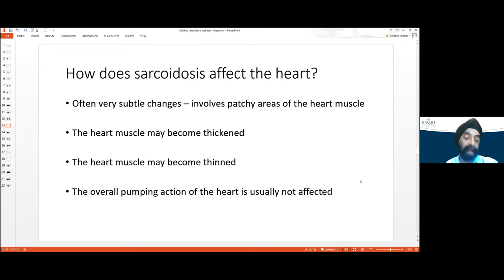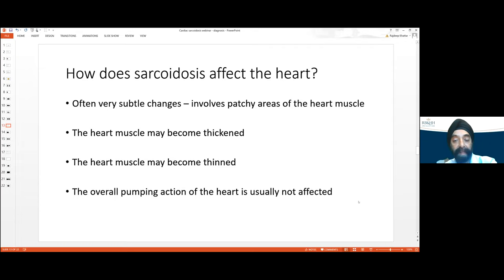So how does sarcoidosis affect the heart? Often the changes are very subtle, involve patchy areas of the heart muscle, and can be missed with echocardiography. And so we need to really hone in and look for specific changes related to sarcoid involvement of the heart. The heart muscle may become thinned because of scarring, or it may become thickened because of myocardial inflammation. And the echo texture of the heart muscle can look quite different to a normal heart not affected by sarcoidosis or any inflammatory condition.